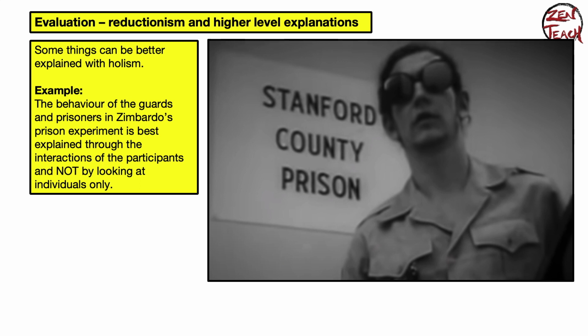Now, the behavior of the individual participants can only be explained, or can be better explained, by taking into account the interactions that the prisoners and guards have with each other. And through that interaction, you can start explaining the behavior, the emergent behavior, much better than by just looking at individuals. Okay? So sometimes it is better to go up a few levels and to take a step back and observe the larger picture.